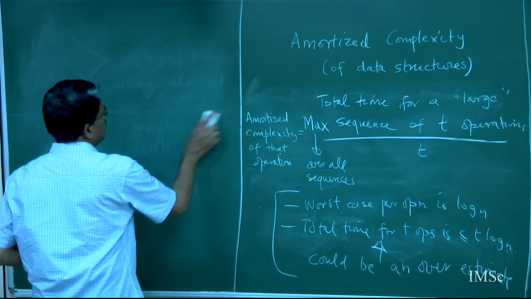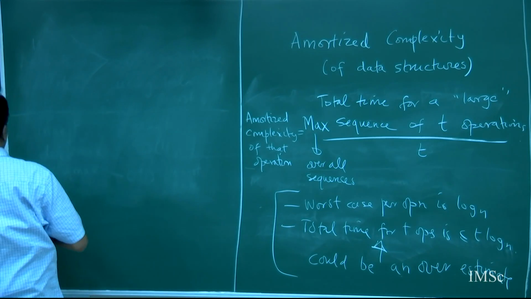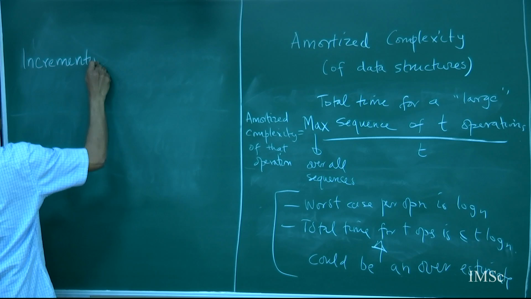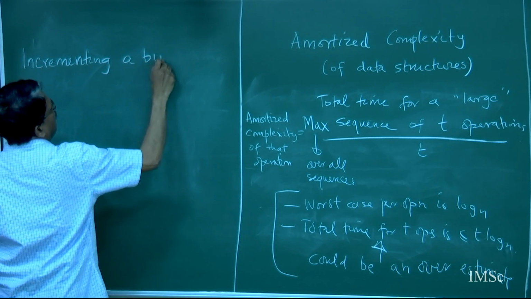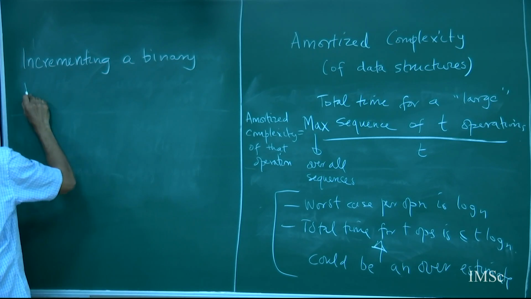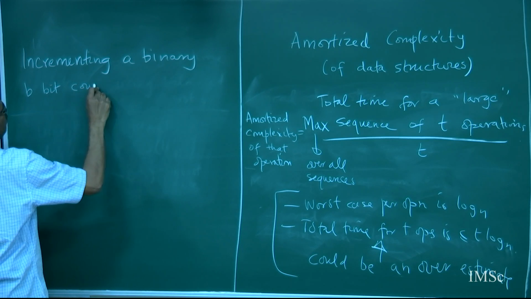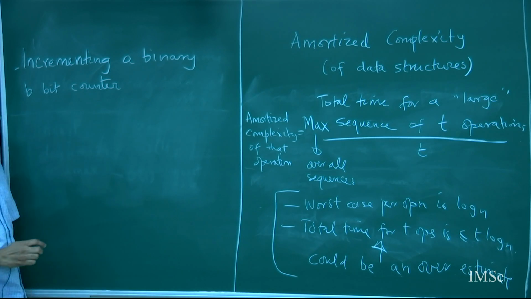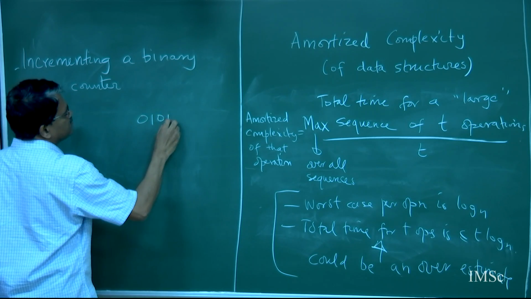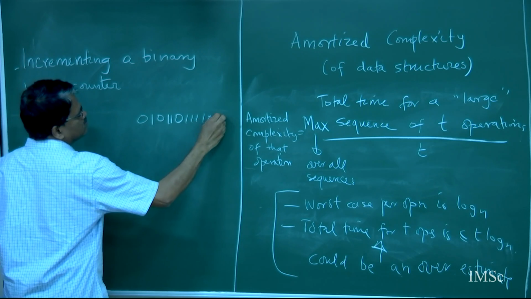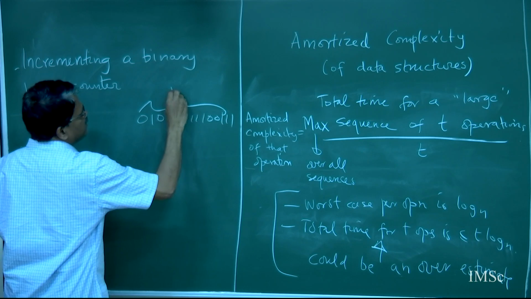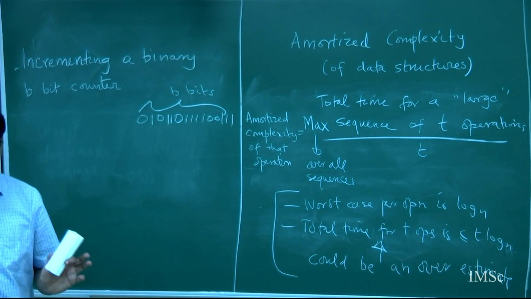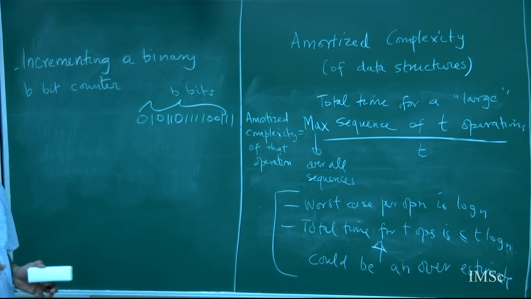So let's do this example of incrementing a binary counter. Let's say I have a B bit counter, which looks like this. So this is B bits. This is my data structure, just a simple B bit vector, and the operation I want is just to increment.